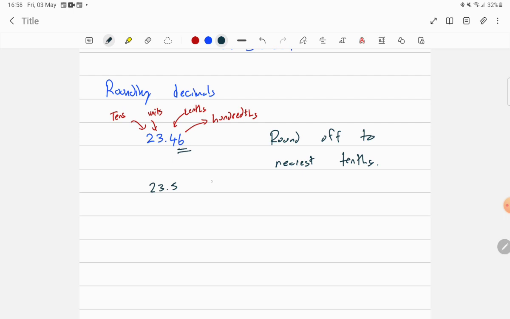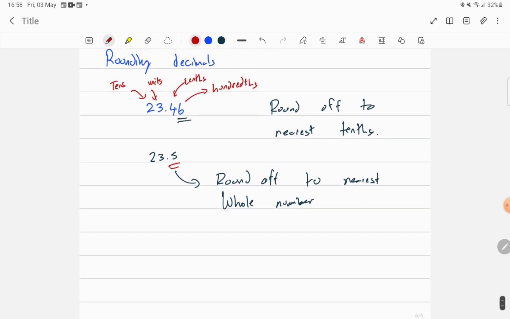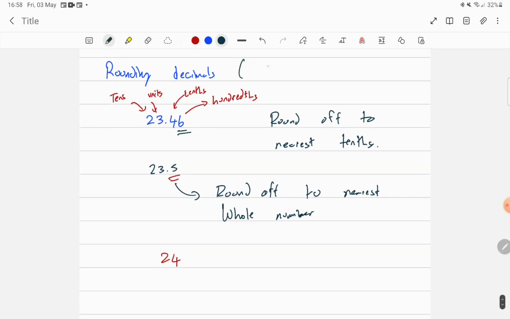So if you were to say round off to the nearest whole number, then we would have a look at the decimal. This is also 5 and above, so that would give us 24 for that specific part. And if you round off to the nearest tens, then you look at units. So it's always the one to the right. That is the trick here. For rounding off decimals, look at the first digit to the right.